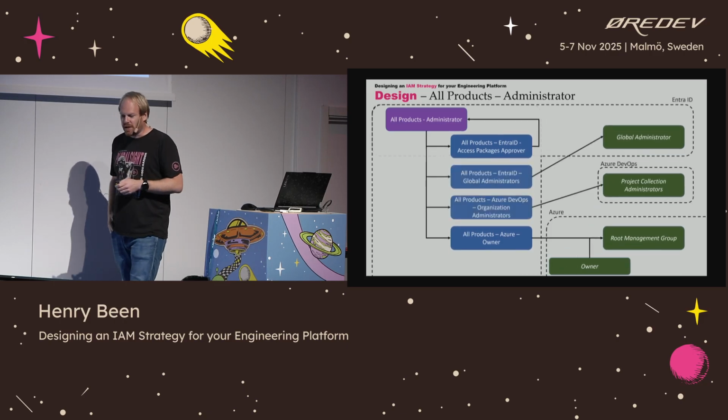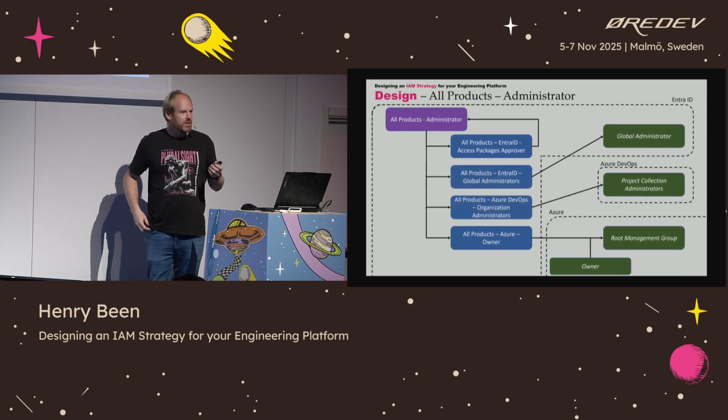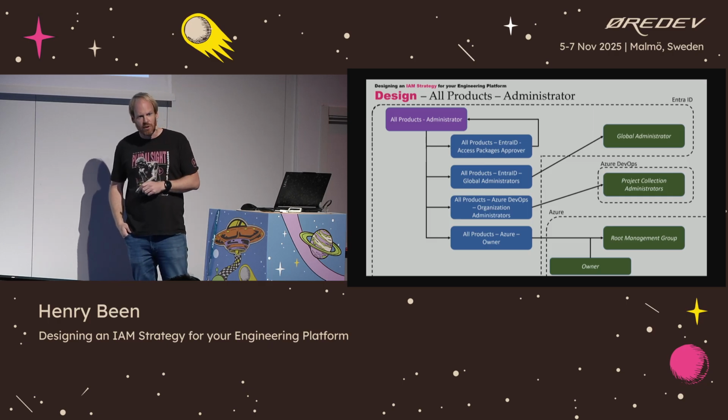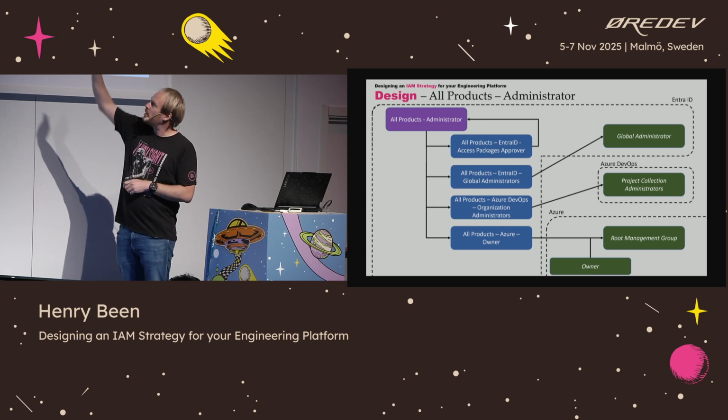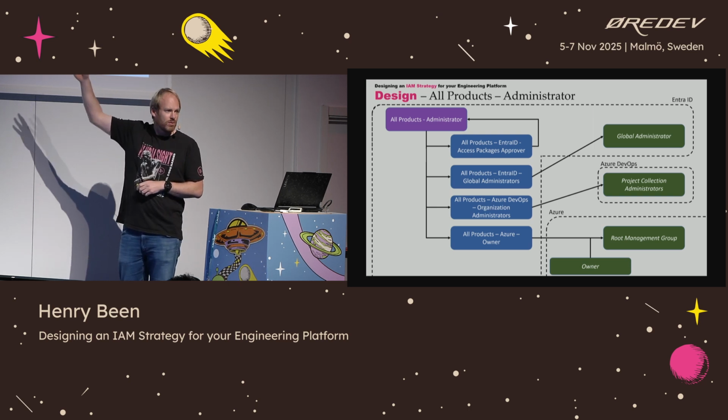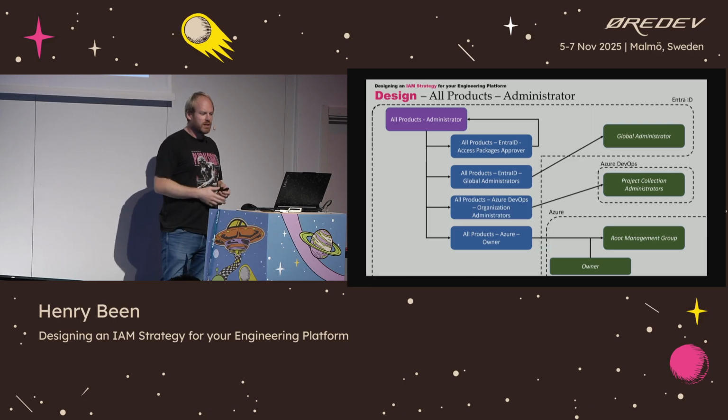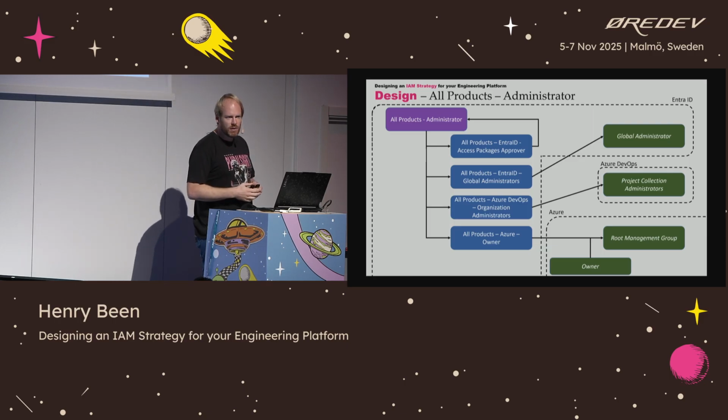Now, it's important to realize here that we're now not talking about one system anymore. We're talking about 3 systems. Some of these things live in Entra ID, some of them live in Azure DevOps, and some of them live in Azure. However, if we only look at the part on the left, we still should be able to get a pretty good idea of what authorizations come with this access package.